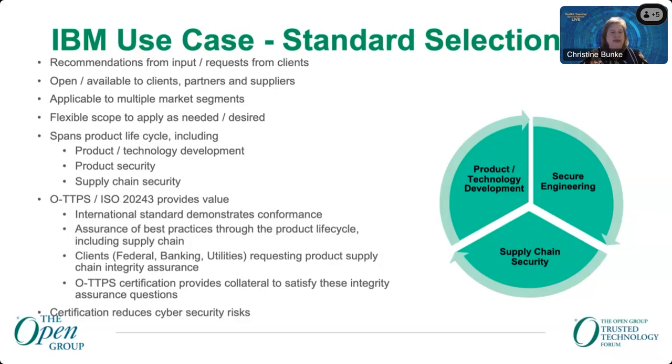We would like it to be flexible in scope to apply as needed to address maybe a particular product line or a specific product or all the products that a company might be producing. And we needed it to span the life cycle of a particular product or product line, including development, product security, and especially supply chain. So in this process of standard selection, we settled on OTTPS, ISO 20243. We feel it provides value to the company. It's an international standard that demonstrates conformance to, as was noted, 86 different requirements.